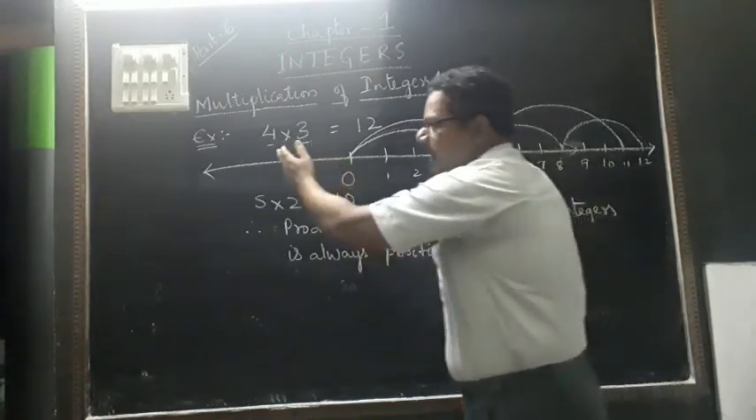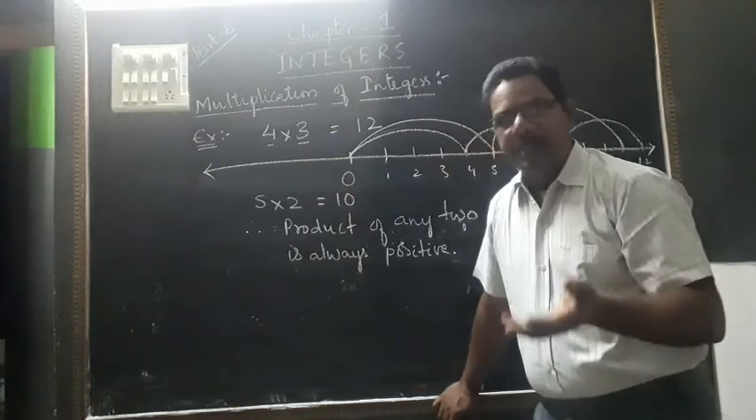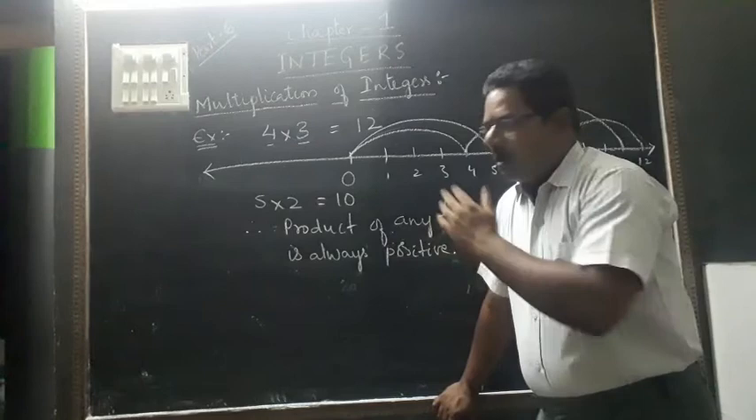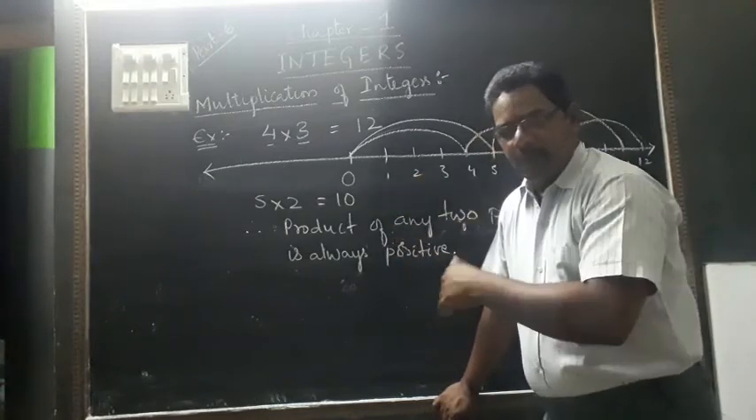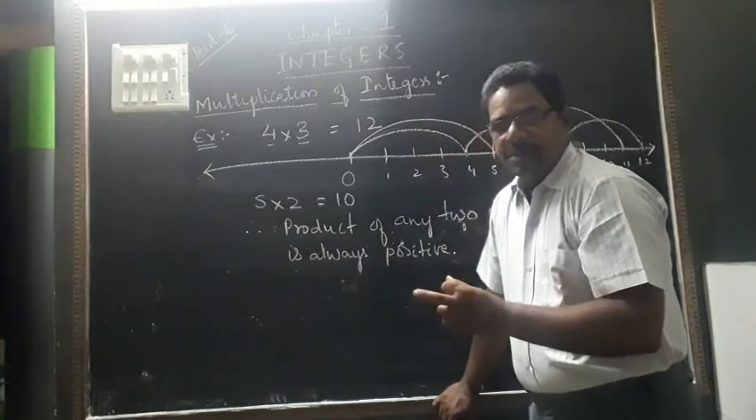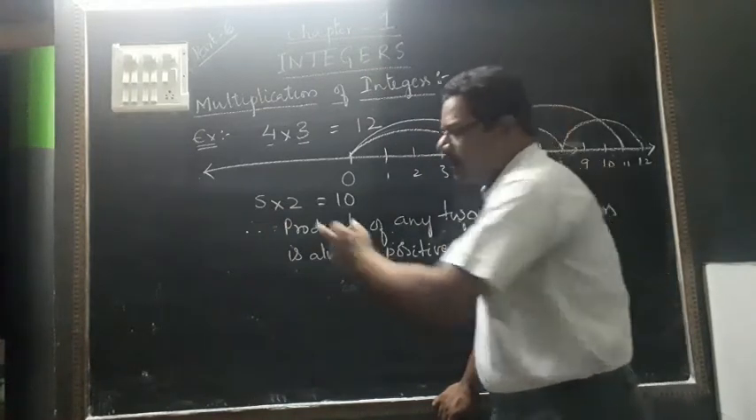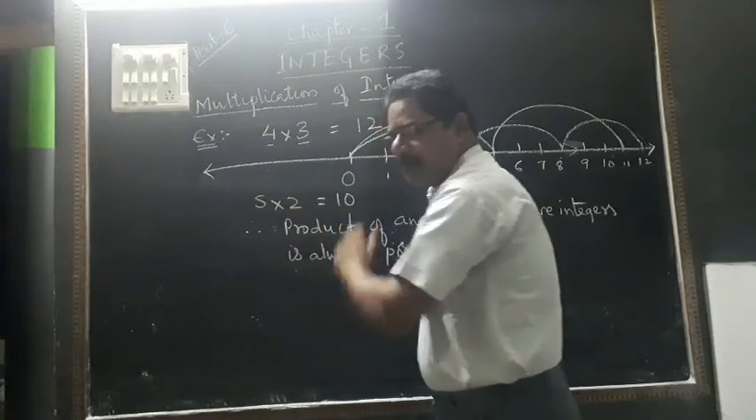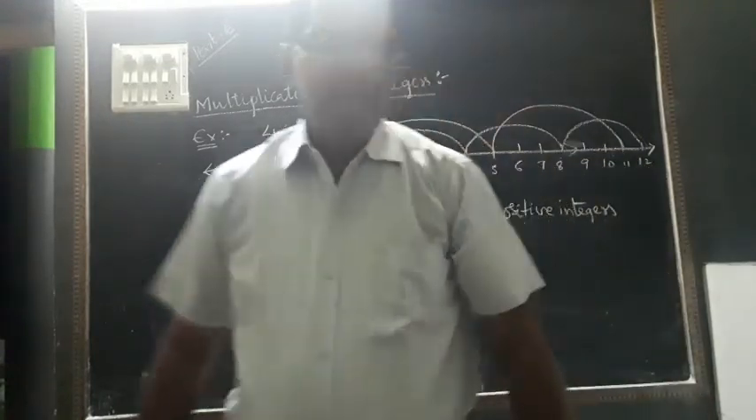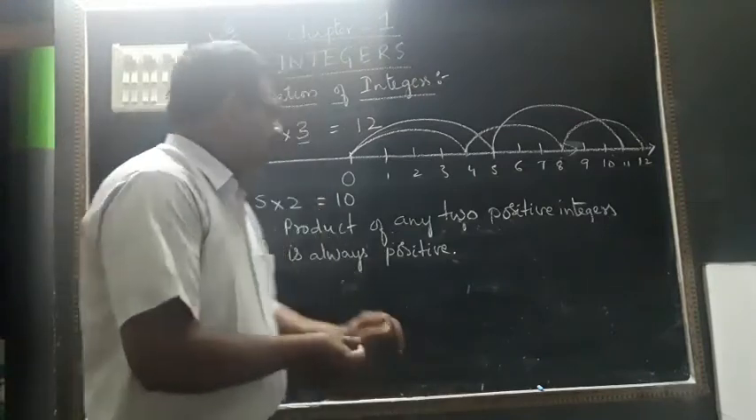Here I have taken only 2 examples. You can take some more examples. You can multiply them on the number line or directly. You can check whether you are getting a positive result or not. Because this is a positive integer and this is a positive integer, the product of two positive integers is a positive integer. Now we shall go for the next step.